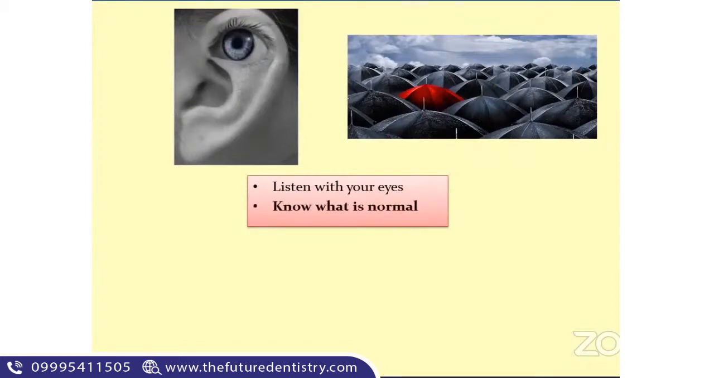And the second thing is to know what is normal. That is the basic requirement. For this, you need to have a thorough understanding of your basic oral histology. It is only when you know how a normal cell looks can you identify it and distinguish it from something that is abnormal. And only this can guide you in the right direction.